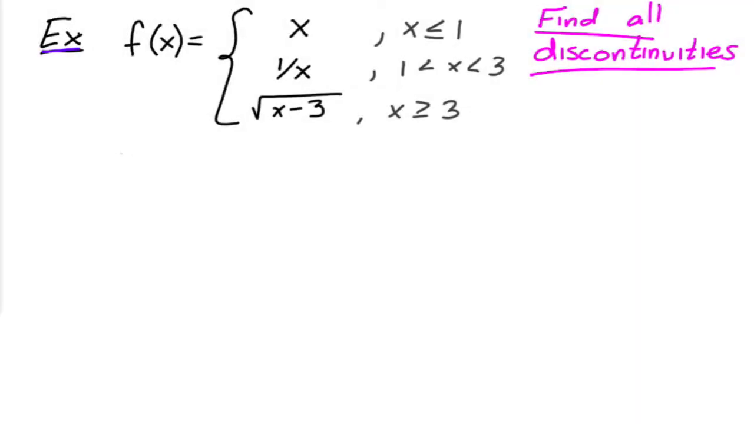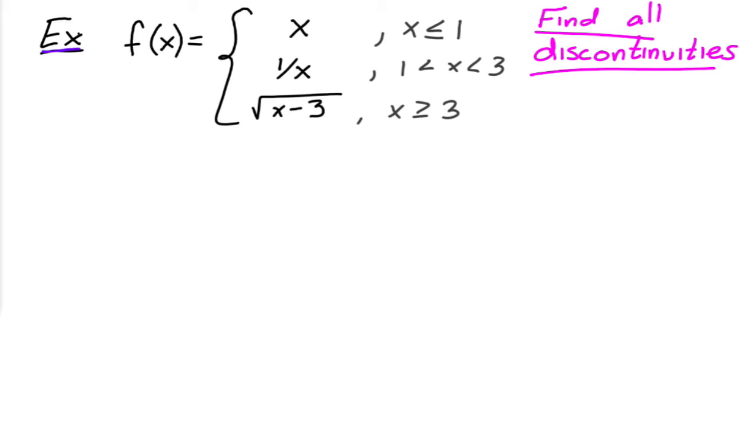Okay, so here we have an example. What we want to do is find the discontinuities of this piecewise function. Now, because this is a piecewise function, no matter what functions these are, there's a possibility for there to be a discontinuity where one of these functions ends and the other one starts.